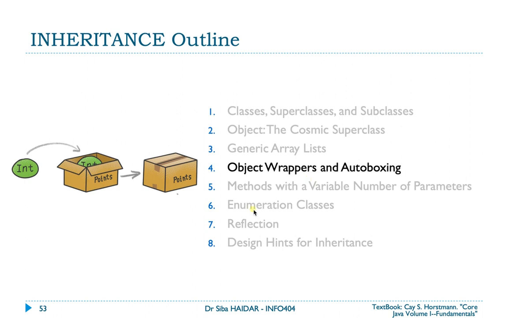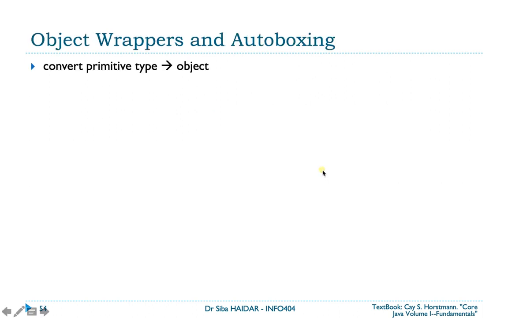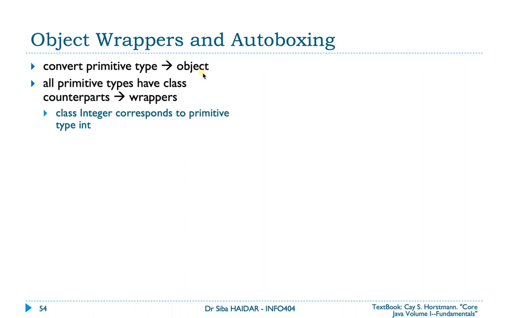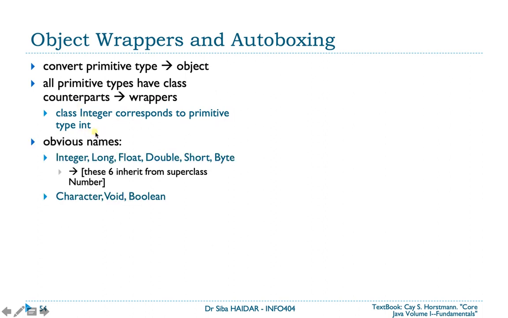So we reached now the object wrappers and autoboxing, and sometimes you have to convert a primitive type. You need to convert a primitive type into an object type to pass it to a method that expects only object type, to put it inside a collection, inside an array list, etc. So for this reason, all the primitive types have class counterparts wrappers. We call them wrappers. For example, the class integer corresponds to the primitive type int. And so on. There are obvious names: integer, long, float, double, short, byte.